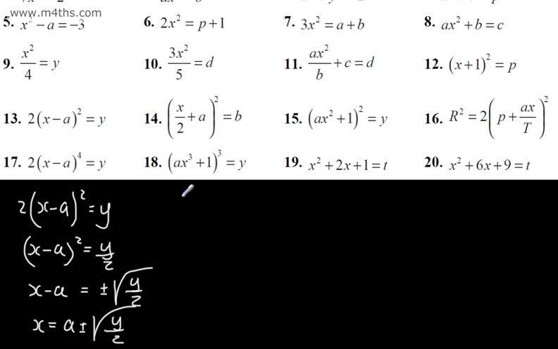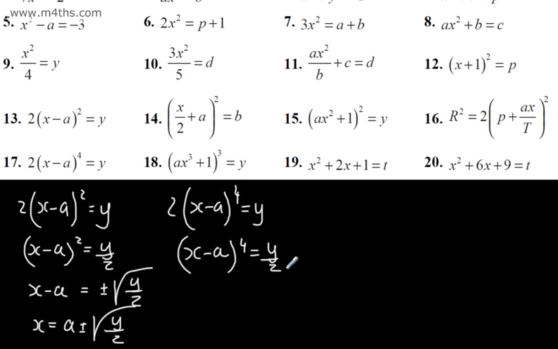So if we look at this one right here, what we're going to have is 2 times x minus a to the power of 4 is equal to y. Dividing both sides by the 2, x minus a to the power of 4 is equal to y divided by 2. I'm going to raise both sides of this equation to the power of 1/4, or if you like, I'm going to take the 4th root of both sides. So we're going to have x minus a is equal to plus or minus, and I'm going to write this as y over 2 to the power of 1/4. You can, of course, write this as the 4th root, like so. It's entirely up to you. Either notation is fine.